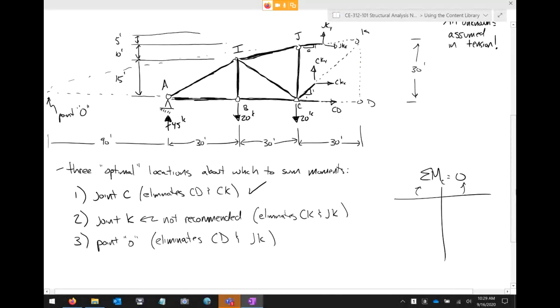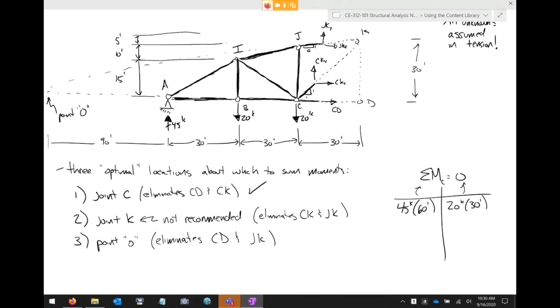Okay. So we're going to sum moments about point C, and let's just start tackling each of these one at a time. We'll start at the left and work all the way over. So starting at the left, we have 5 kips times a moment arm of 60 feet, okay? And that's going to be on the left side of the equation. So this is 45 kips times 60 feet, okay? So we've got that. We've got the 20 kips times a moment arm of 30 feet. So the first one's at joint A, the second one's at joint B. Now there's a load at joint C, but we can ignore that. We don't have to worry about it, okay? Because we're summing moments at C.